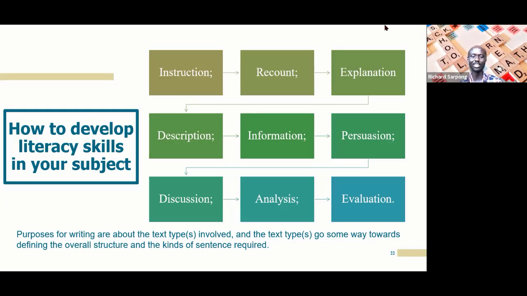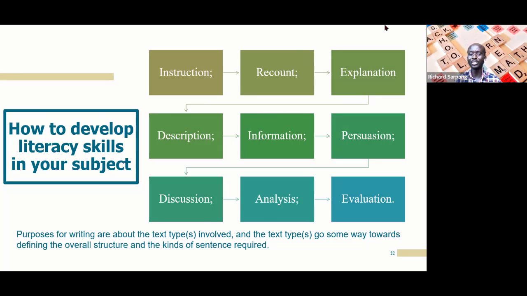So they know that this is an explanation. When I write it this way, I'm explaining. When I write it this way, I'm discussing. When I write it this way, I'm analyzing. When I write it this way, it is an evaluation. Or this, our assessment requires just informational text. So this is how I should write an informational text. Or this is how I should write a recount. So this is not something that happens only in English language, but in all subject areas.